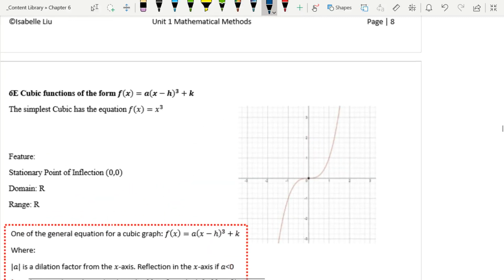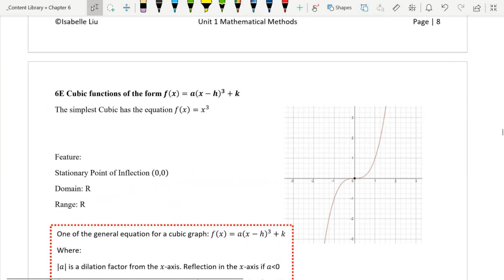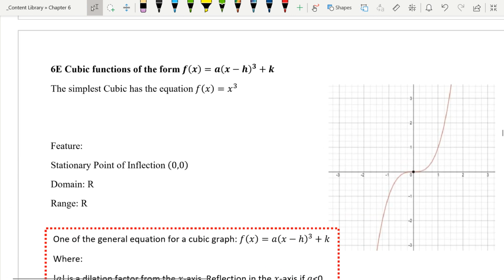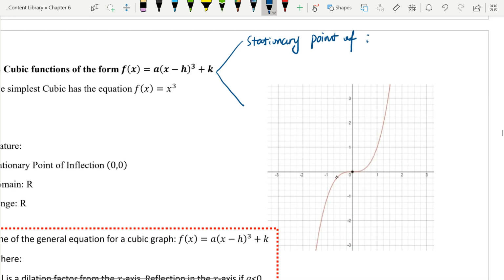Okay, now we'll talk about cubic graphs. There are two lessons to talk about cubic graphs. So for the first graph, there are two ways. One form is called stationary point of inflection form, and the other one is called factorized form.